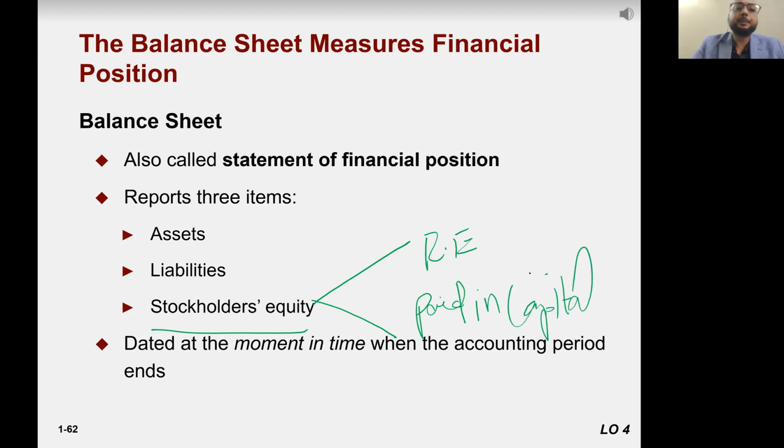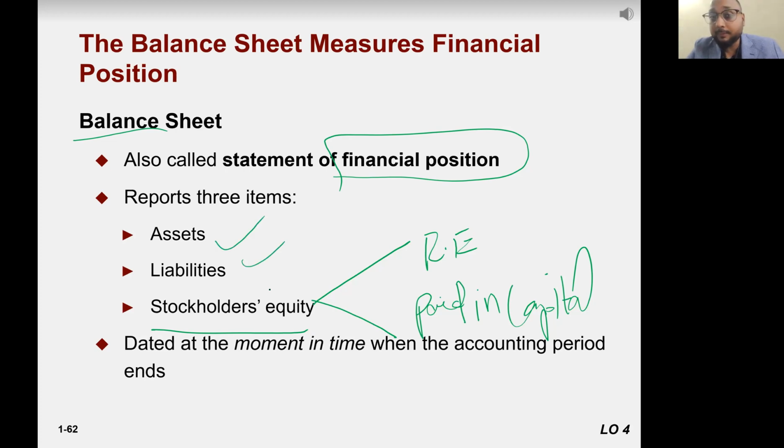So the balance sheet is also called the statement of financial position. The statement of operation is called the income statement. The statement of financial position is called the balance sheet. It reports assets, liabilities, and stockholder equity. And what is the formula for the balance sheet? Assets equal liabilities plus owner's equity. Let me write it down. Assets equal liabilities plus owner's equity. We need to present it in report form.